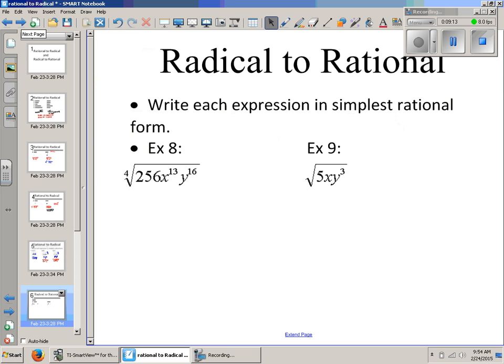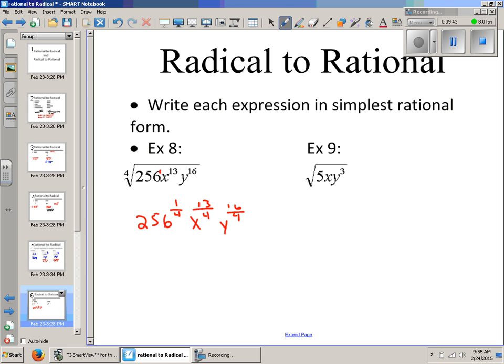And now let's look at going from radical to rational. Kind of the same point, except we're going backwards. So what is my exponent for all of these? The exponent for 256 is 1. Now, the exponent is going to be my numerator, and the denominator is 4. So x to the 13/4, y to the 16/4.